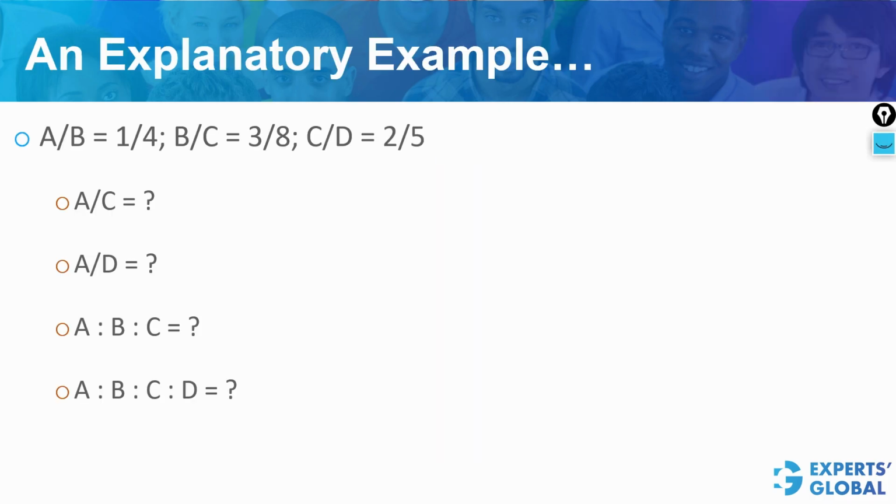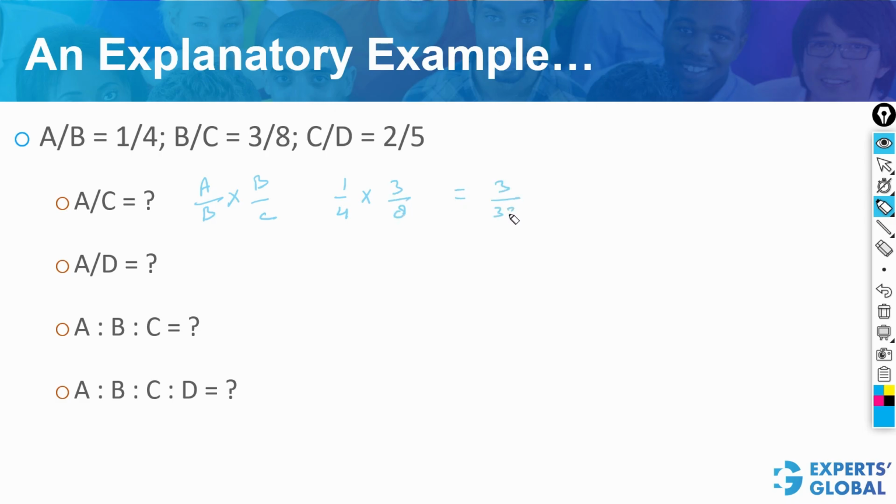Look at this example here. Please pause the video and solve this. A by C can be determined through A by B times B by C. So we have A by B 1 by 4 times B by C, which is 3 by 8. So A by C is equal to 3 by 32.